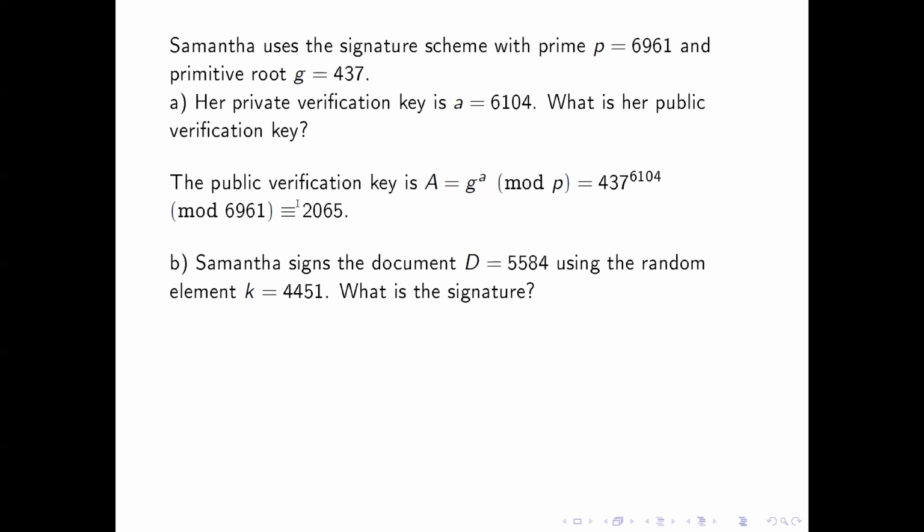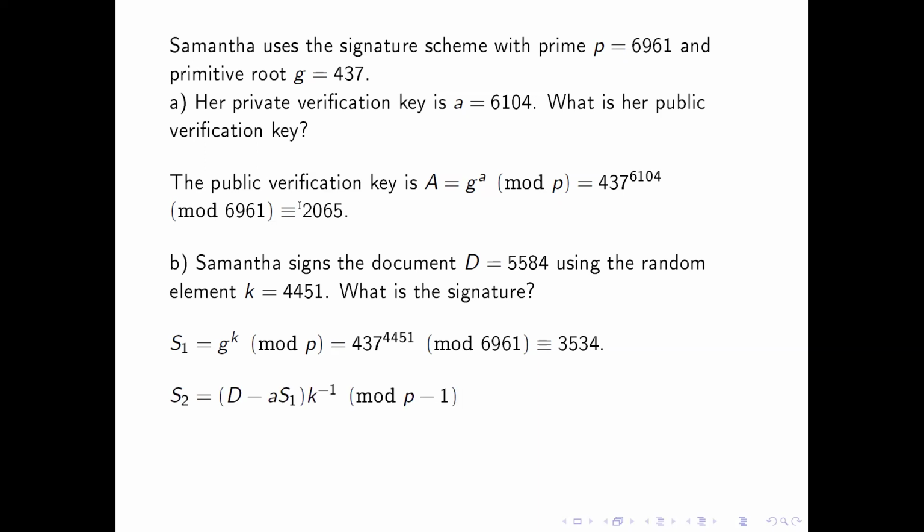The second question was: if Samantha signs the document 5584 with random key 4451. Again, S1 is just G to the K, so when you take 437 to the K, it's going to give you 3534. S2, remember, is going to be mod P minus 1. A couple of things: D is already known, A is known, S is known. The question is, how did I find this?